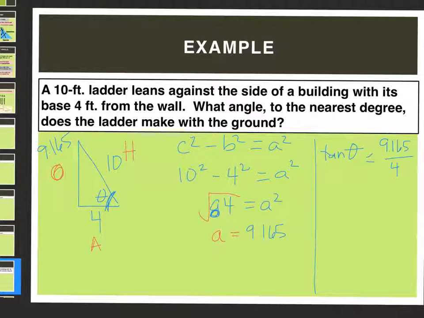Then it's just a matter of typing into your calculator. So I go second tan, okay, and I get 66.4. And it wants it to the nearest degree, so 66.4 is 66.